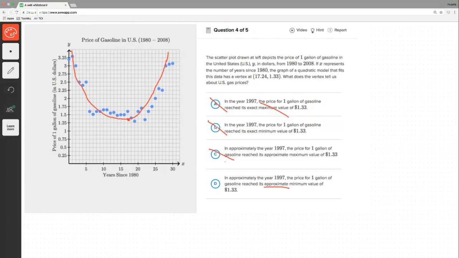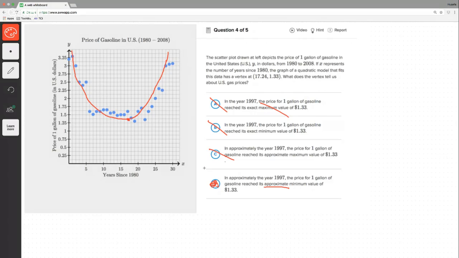Because we're using a quadratic model. It's like a line of best fit. It doesn't necessarily correlate to exact; the vertex won't necessarily correspond to a real piece of data. So it may not have actually been the real minimum, but it's an approximation based on the model we're using. It's an important distinction when we're using these lines of best fit. So that's why I'm gonna go with D.